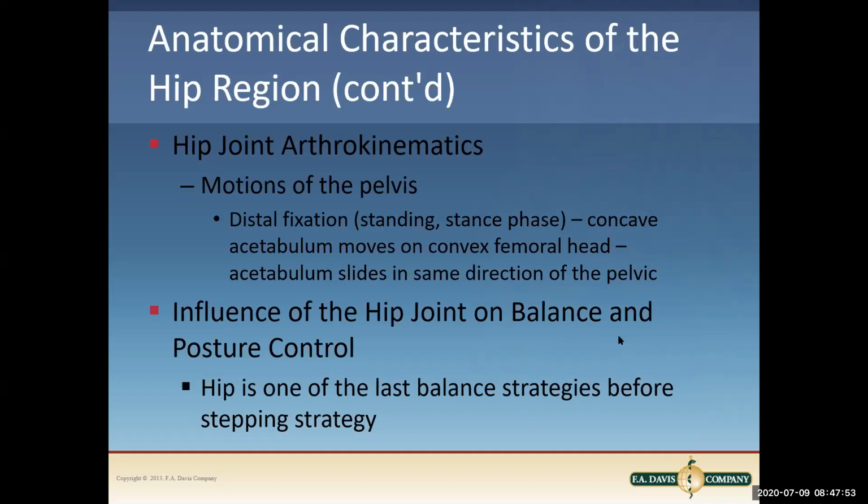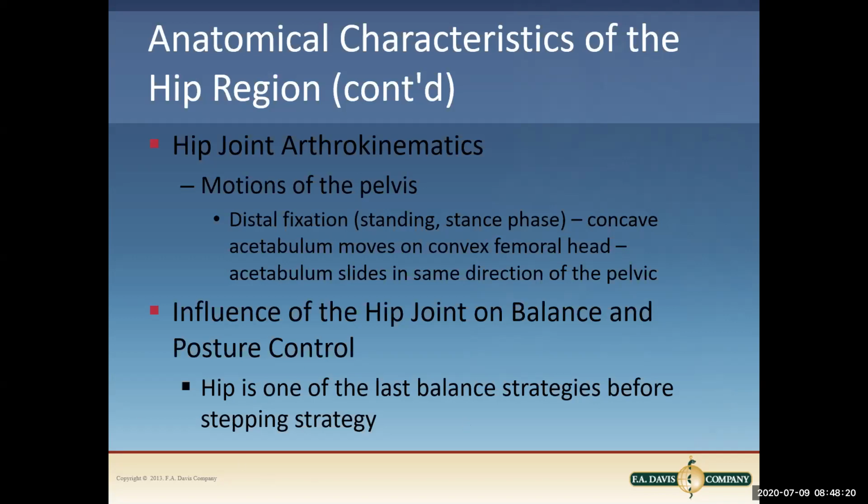The hip on balance and postural control. The hip is the last balance strategy before that step, right? We talked about the strategies, being the ankle strategy, right? We kind of roll our ankle to get balance first. Then we have our knee, and we have that drop strategy where we bend our knees and lower our weight. Then we hit up to our hips and we kind of rock on our hips. And the last strategy is the step or the expansion strategy. The hip's our last balance strategy.